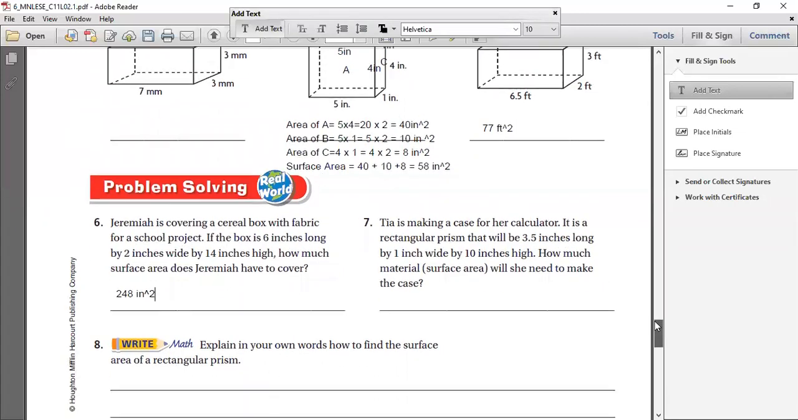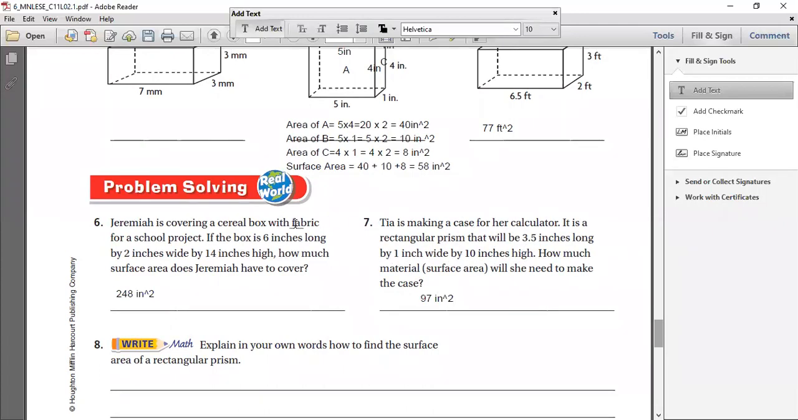Okay, now the same one. Tia is making a case for her calculator. It is a rectangular prism that will be 3.5 inches long by 1 inch wide and 10 inches high. How much material, meaning what is the surface area? Now again, it's a similar one. Only the problem here is that it's going to be a decimal. I know you girls would have done it perfectly. So your answer has to be 97 square inches.